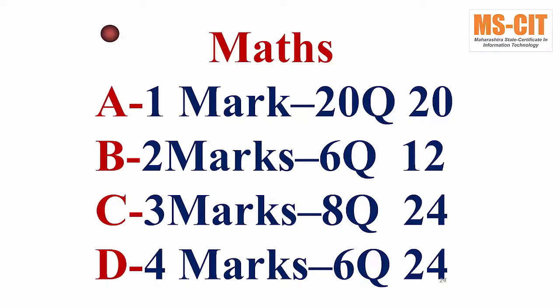Now maths. There are 4 sections. For 1 mark, 20 questions will be there. Total 20 marks. B section 2 marks, 6 questions. C section 3 marks, 8 questions, total 24, and D section 4 marks, 6 questions, 24. So this is the new or revised paper pattern.